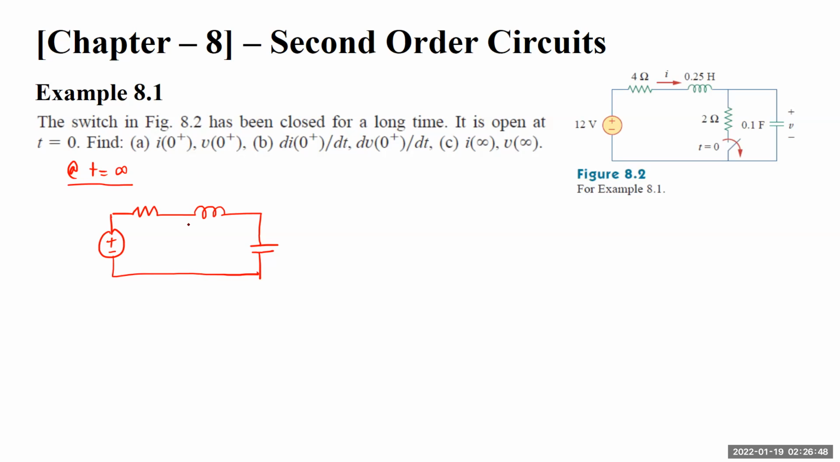Again, this is the current I, this is the voltage V, this is 0.1 farad, this is 0.25 Henry, this is 4 ohms, this is 12 volts. Now what we have to find out is the current at infinity and the voltage at infinity. After time t equals infinity, my inductor will be completely magnetized.